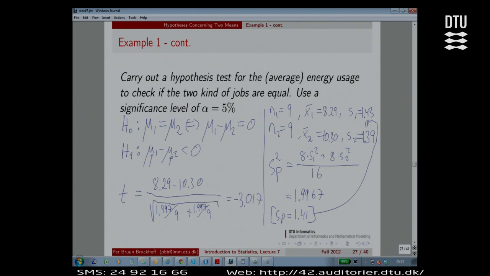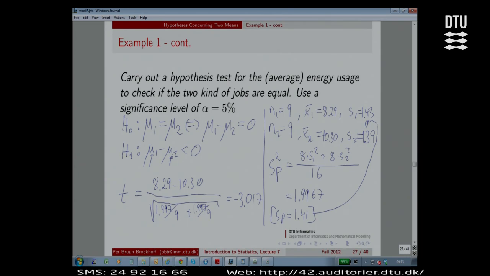Is this a large or a small difference? Should we reject or should we accept the null of those being the same? What is your gut feeling? A t-statistic of around minus 3? Is that a large deviation or a small deviation? Like, before we start being exact on the degrees of freedom and everything? Is 3 a large or a small deviation on a standardized scale?